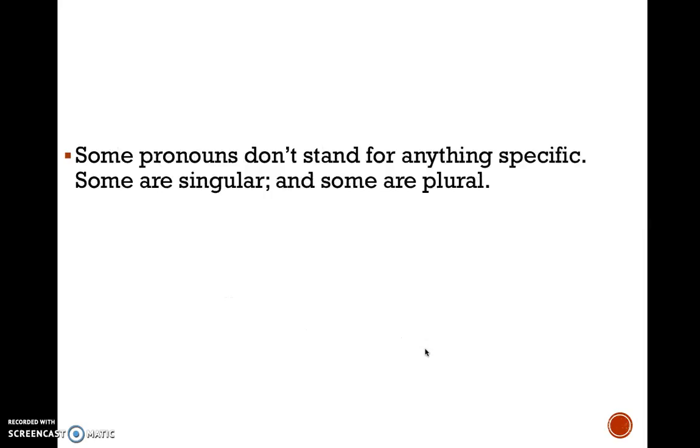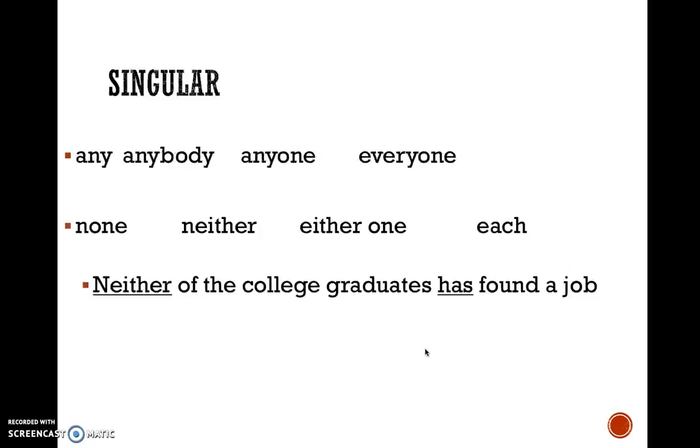Now, some pronouns just don't stand for anything specific. Some are singular and some are plural for no apparent reason. So singular ones are any, anybody, anyone, everyone, which doesn't make a lot of sense, right? Because there's a lot of people there. None, neither, either one, each. So neither of the college graduates has found a job. Bad news is you're never really going to be able to tell with your ear, because your ear is going to work either way. It's going to sound correct. If I said neither of the college graduates have found a job, that doesn't sound wrong even though it is wrong. So this is kind of a list you need to memorize.